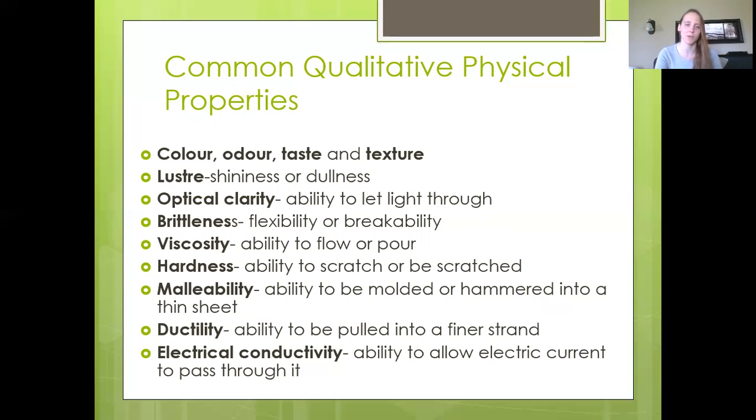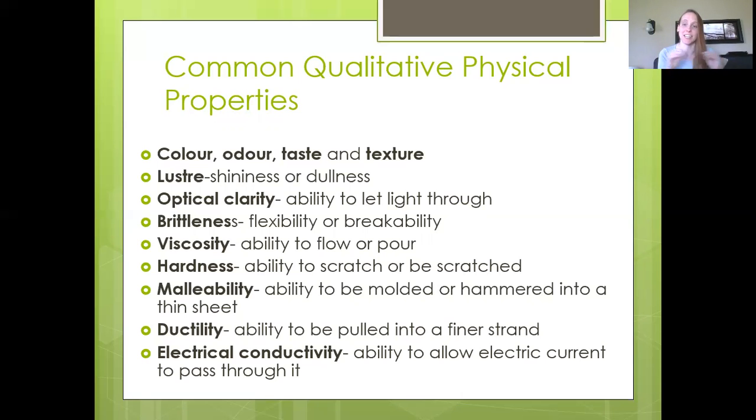It's not very flexible. Viscosity is the ability to pour or flow. So if something is really viscous, it doesn't pour very well. It's really thick, like pudding or molasses. Hardness is the ability to scratch or be scratched. So that's why diamonds are considered one of the hardest naturally occurring items, because it's really hard to scratch a diamond, and you can scratch most other substances with a diamond. Malleability is the ability to be molded or hammered into a thin sheet.